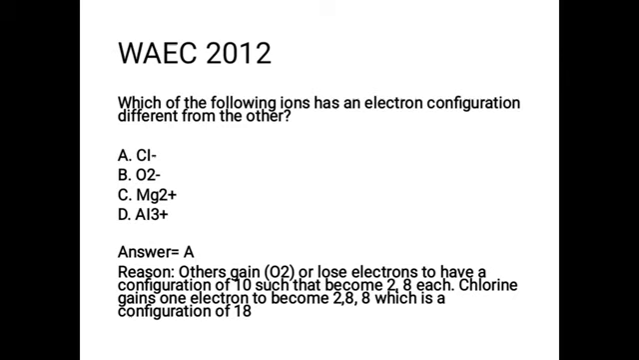But chlorine has gained 1 electron. Instead of 2,8,7, it has become 2,8,8. So if you are writing it, you have 2,8 for oxygen, magnesium 2,8, aluminum 2,8. Only chlorine has 2,8,8 in the configuration. So the odd one there is chlorine. The answer is A. Okay, so this is how far we are going to go in this video.